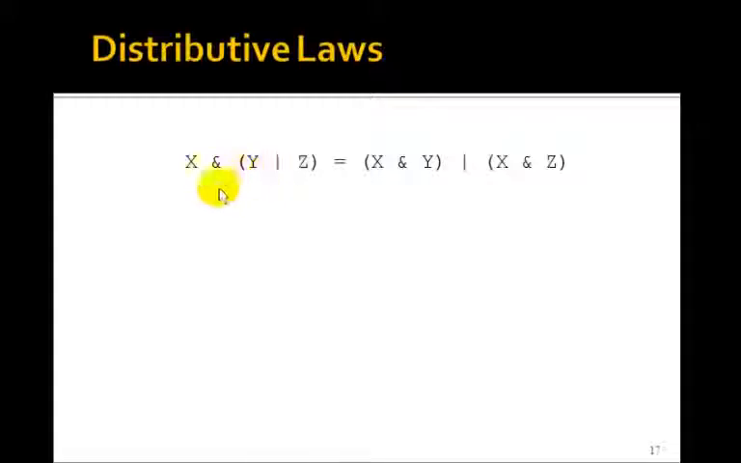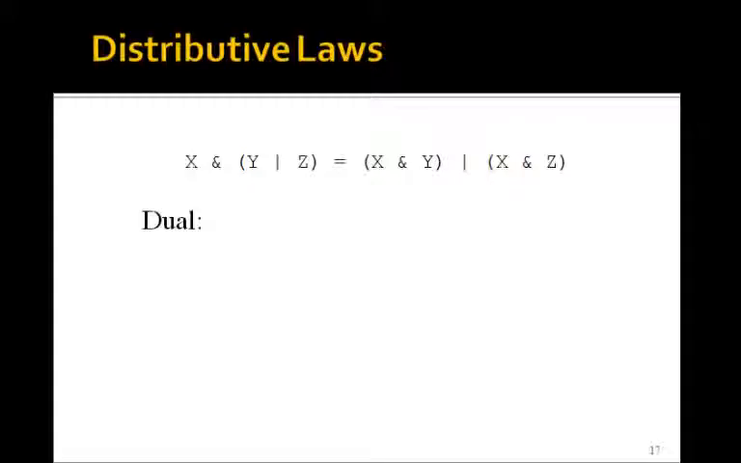Here are the distributive laws. x AND (y OR z) is equal to (x AND y) OR (x AND z). That is, we can distribute this AND operation over this OR operation. This looks something like normal algebra. If you think of this as a multiplication, this is an addition, you'd recognize that as being how you could factor out an x here, you see.